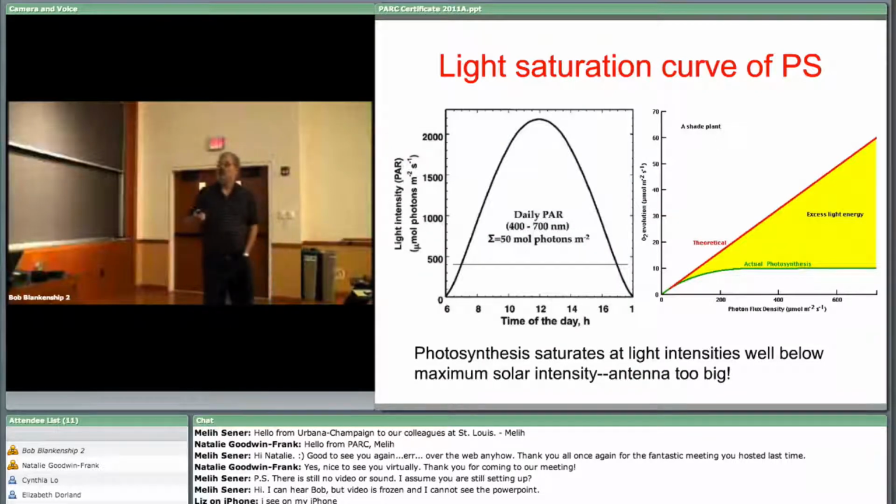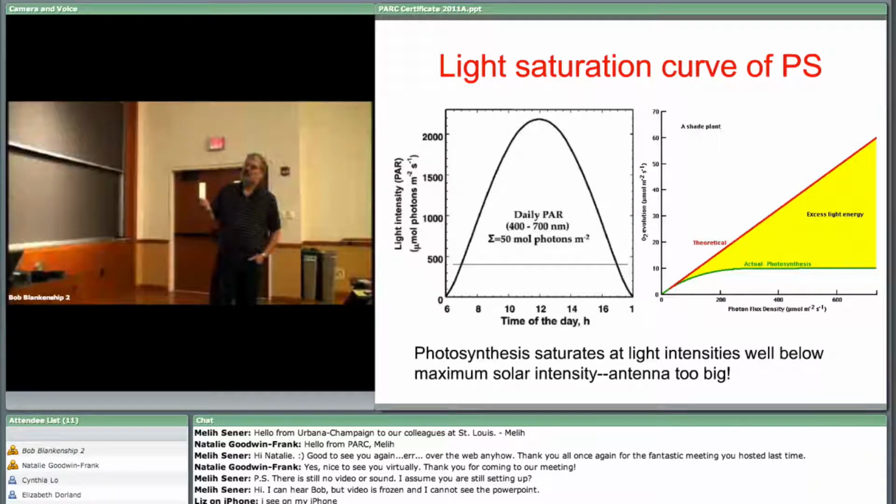Another thing involves the light saturation curve. Now we all know that when the sun comes up, it starts off rather low intensity, and about noon it reaches its maximum, and then as the day goes on, the intensity of light drops off. So that's the daily PAR. PAR stands for photosynthetic reactive radiation. So this is a curve that is found essentially the same everywhere in the world.